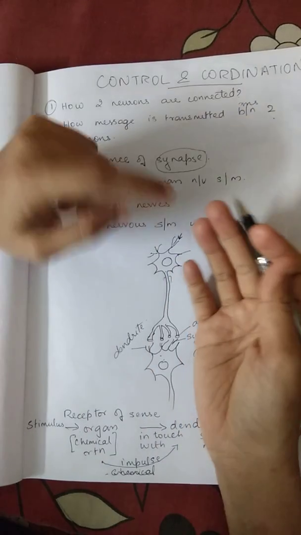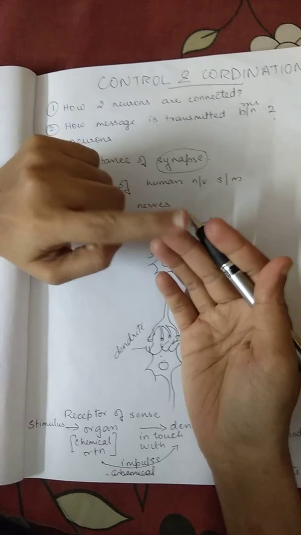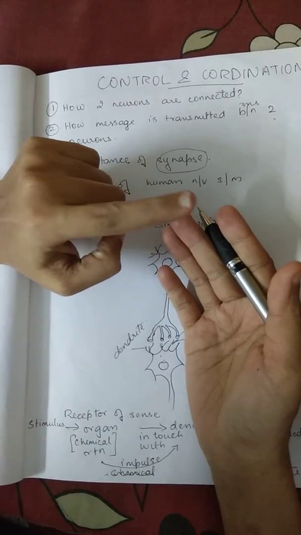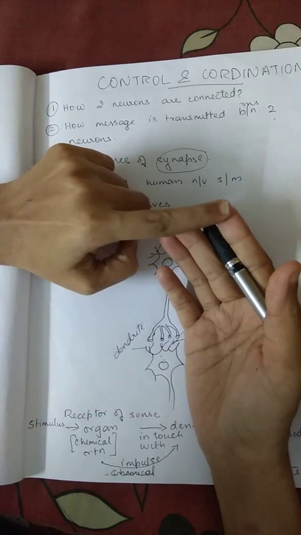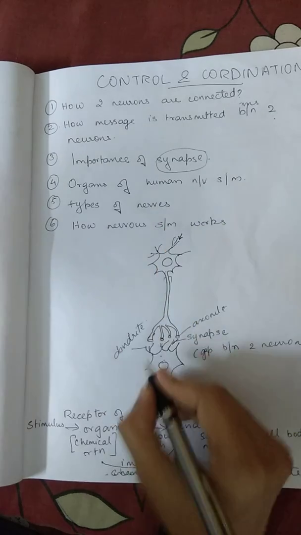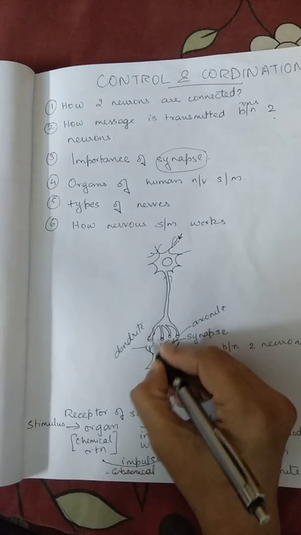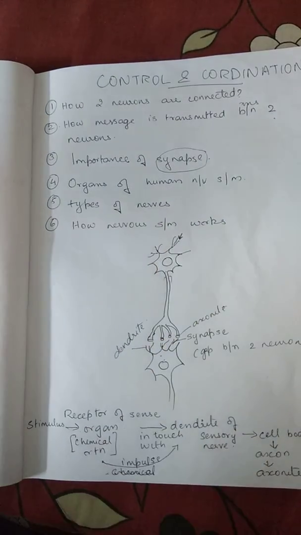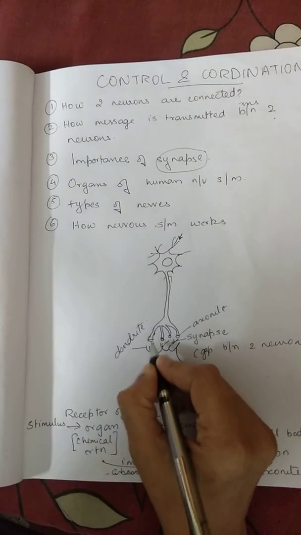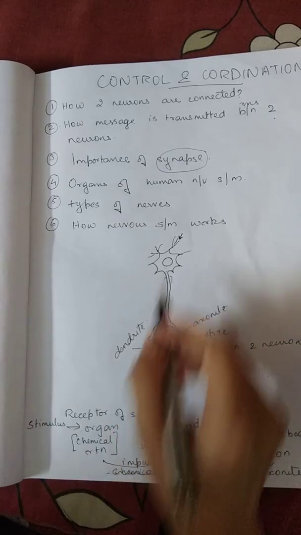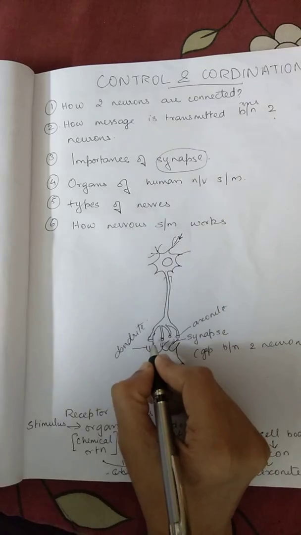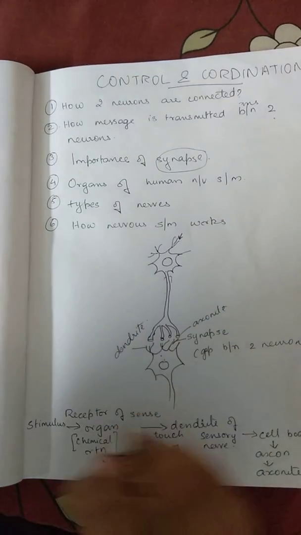See, if you touch a hot object, the electrical impulse which is produced by the receptor has to travel through the sensory neurons till the brain. So the nerves should be physically in touch with each other. But the surprising fact is that they are not in physical touch. There is a small gap between the neurons. There is a microscopic gap, and they are not exactly touching each other.